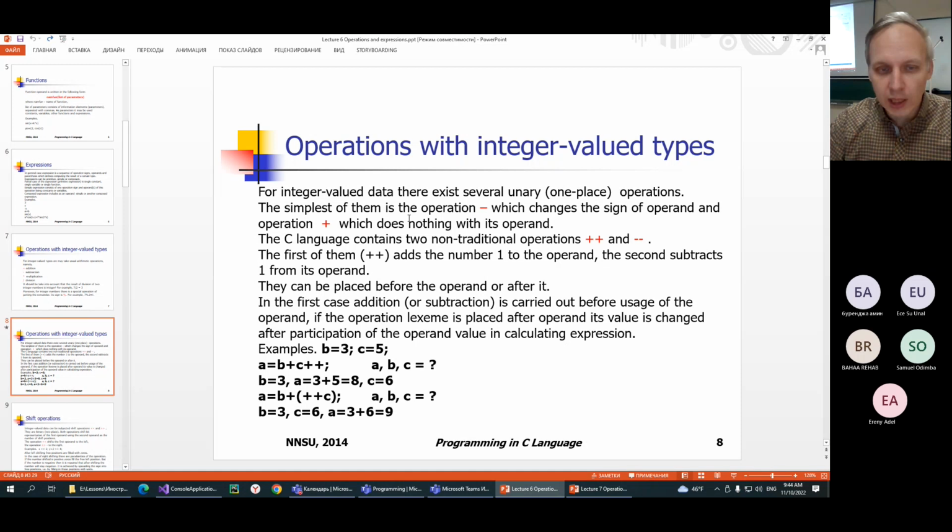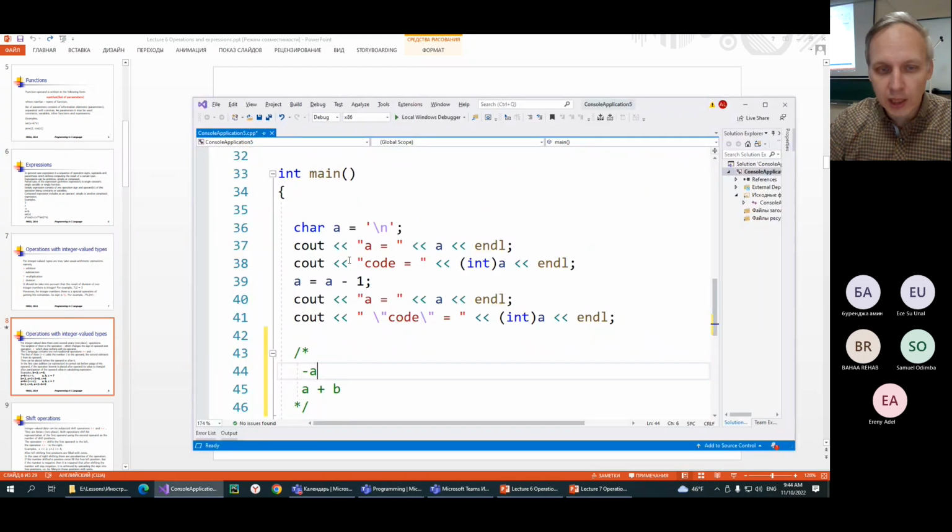There are several unary operations that can be applied to integer numbers. The simplest of them are just minus and plus. Minus changes the sign of the operand. Plus does nothing. But it's correct to write just plus C. Let me show you these examples in Visual Studio.